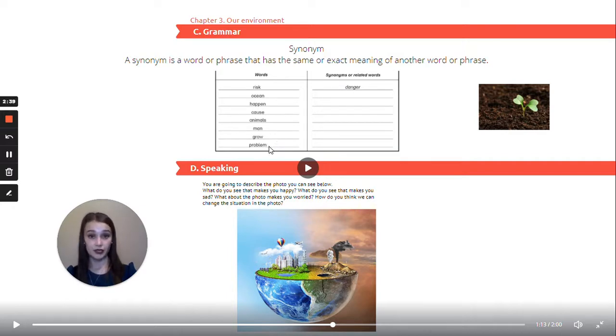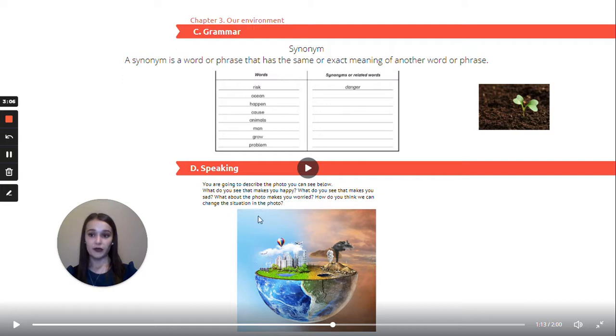Can you think of a synonym for the word problem? We can use the word issue. For example, what seems to be the problem? Or what seems to be the issue? So that's what synonyms are. It's a word or phrase that has the same or exact meaning of another word or phrase.